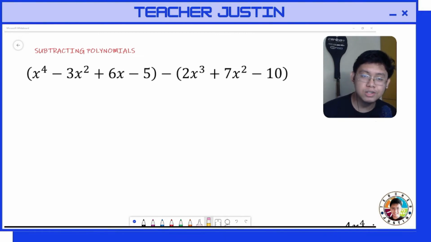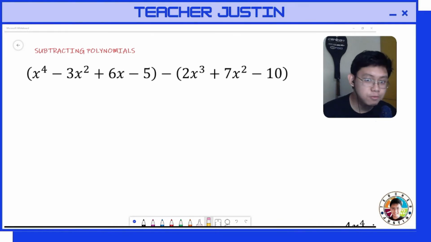We have x raised to 4 minus 3x squared plus 6x minus 5, minus the group of polynomial 2x cubed plus 7x squared minus 10. So we will perform subtraction.